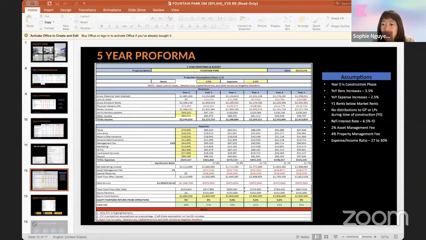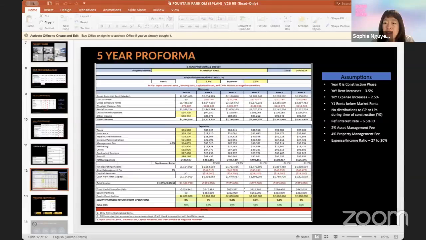Okay. So the assumption: year one is a construction phase. Year 2 rent increase is 3.5%. Expense increase is 2.5%. Year one rent is below market rent. No distribution to GP or LP during the time of construction. And they're gonna refinance at 6.5% interest only. They're taking 2% as asset management fee and 4% property management fee.